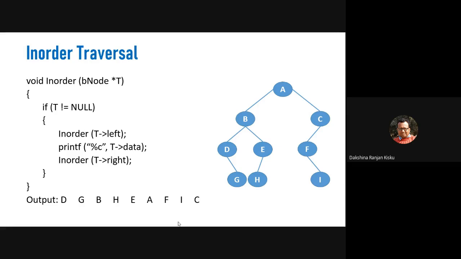first we will check whether the root node is null or not. That means we check whether the pointer which points to the root node is null or not. If it is not null, then we will visit the left subtree. So recursively this in-order function is called to visit the left subtree first, and then we will visit the root node, and finally we will visit the right subtree.